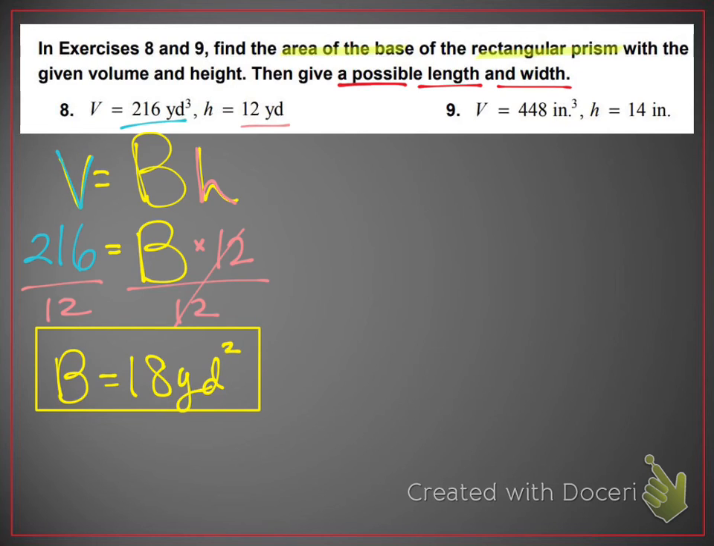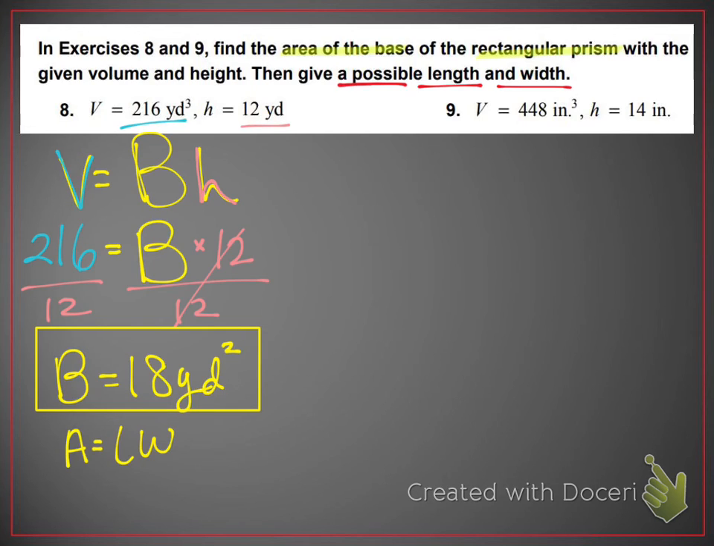Then give a possible length and width. Think about area of a rectangle. What is the area formula for a rectangle? Length times width. It's asking what 2 numbers we could make length and width that would make 18 square yards. So what are some numbers, 2 numbers that multiply together to make 18?